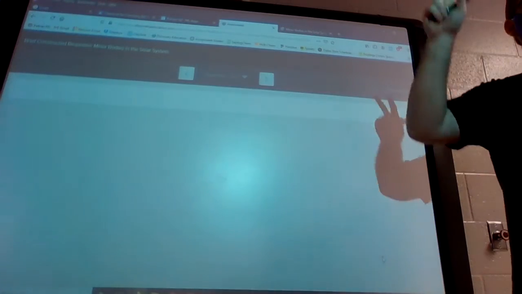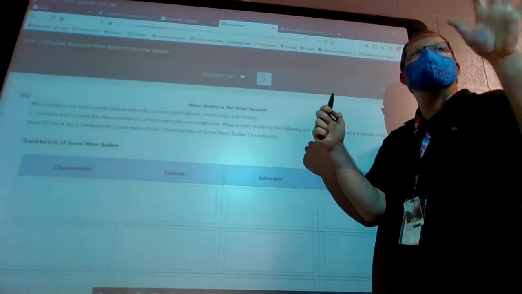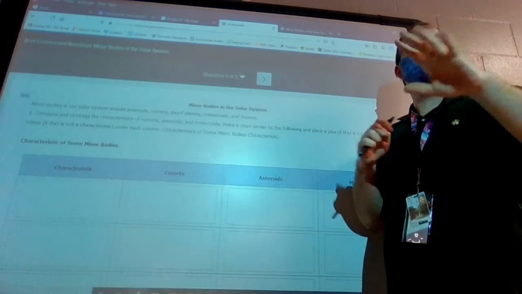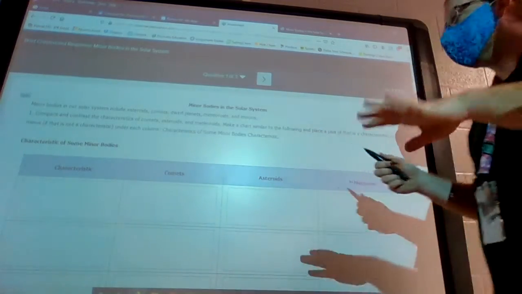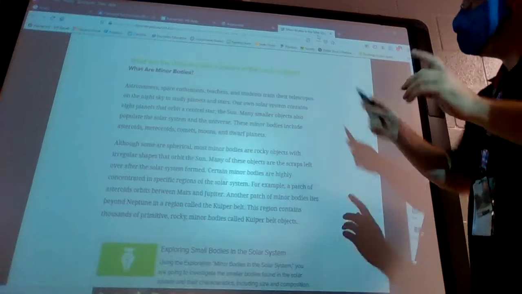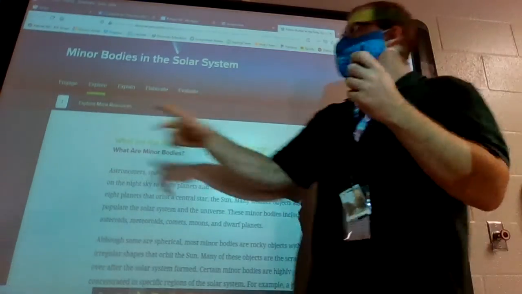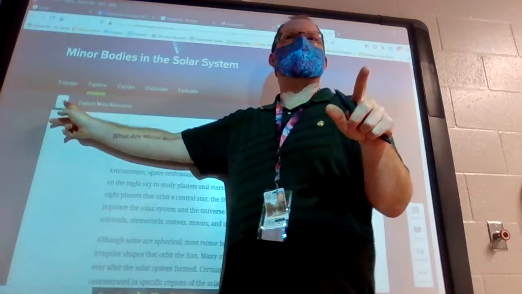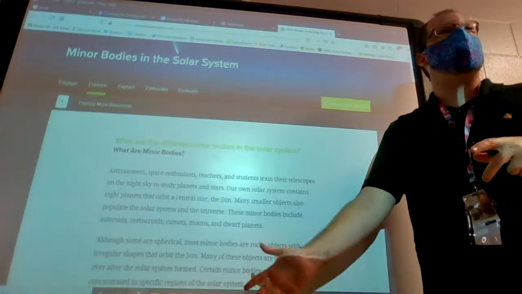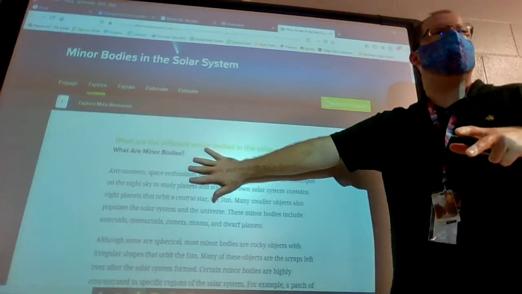There are 3 questions, but there's actually a lot more than just 3 questions. It shouldn't take you a long time, but I want to show you how to get these done. So first off, let's talk about minor bodies in the solar system. Here's the reading. There's only one page of reading for this section, so you should be able to find all of your answers on this one page.